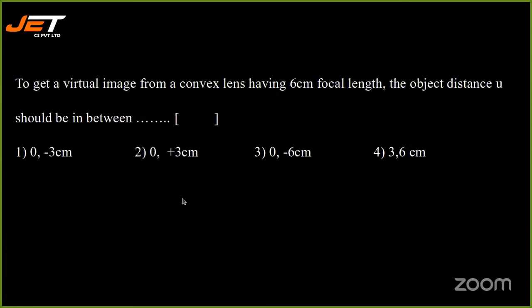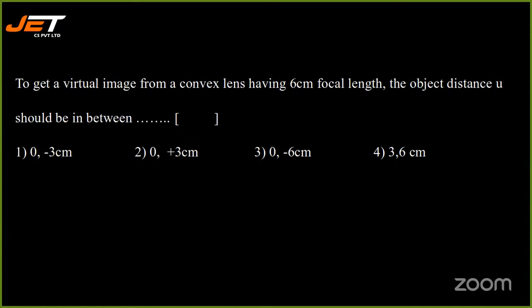And then the next question. To get a virtual image from a convex lens having 6 centimeter focal length, the object distance U should be in between dash. This is not something mathematical. It is just for you to understand and imagine. It is all about your imagination.